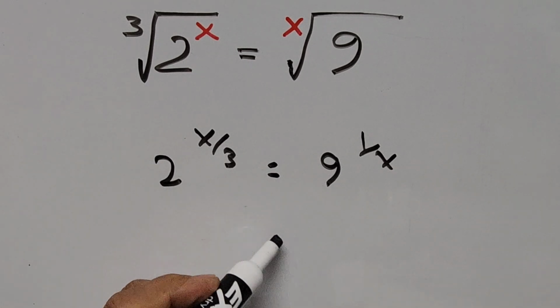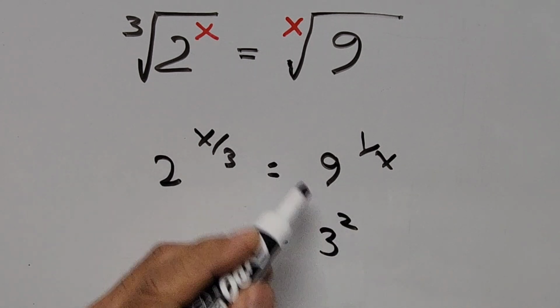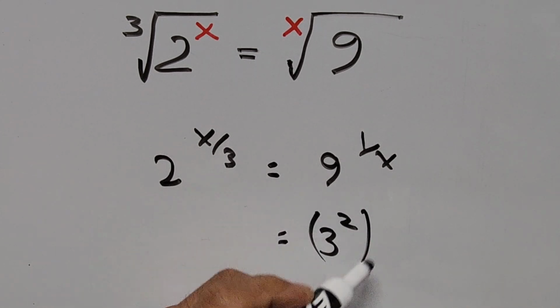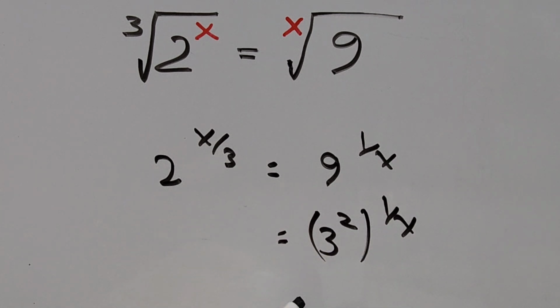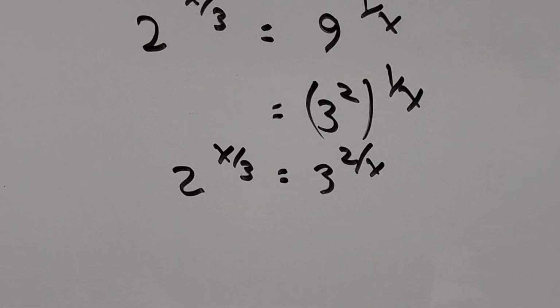Or the right hand side can be written also as 3 squared, since 3 squared is 9, then raised to the power of 1 over x. And this way, the right hand side is further simplified as 3 to the power of 2 over x. And the left hand side remains the same, 2 to the power of x over 3. So now we can use the laws of logarithm to solve for x, right?